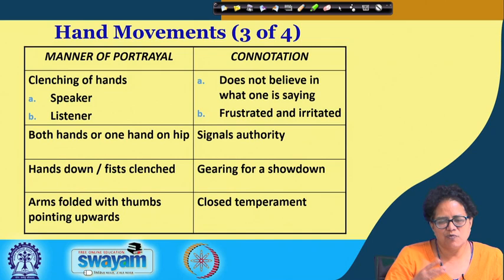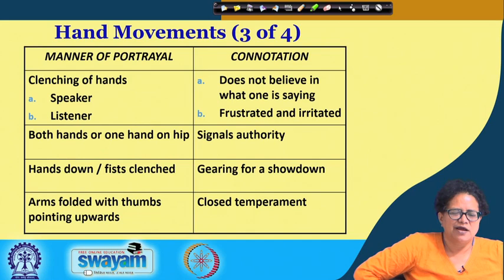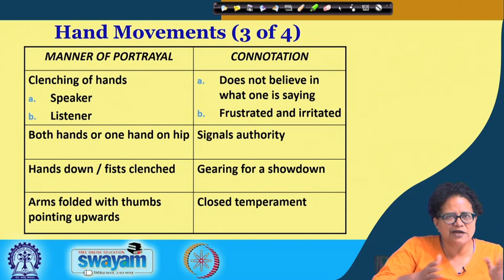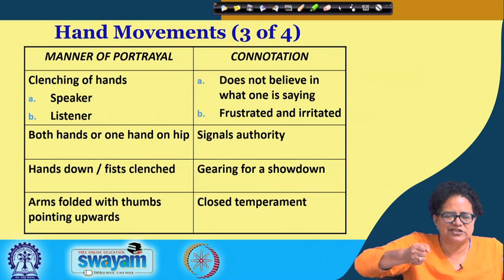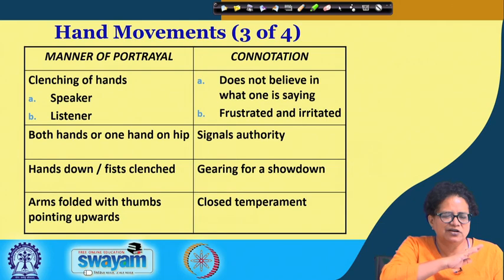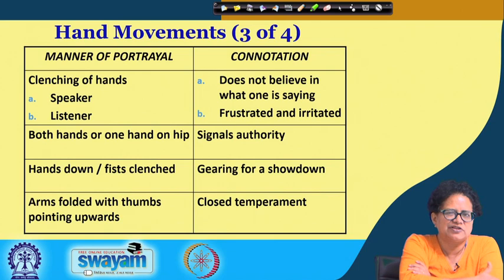If one hand is on the hip, it is a signal of authority. You see, this is the way in which the traffic policeman stands, because he is the symbol of authority at a cross section of roads. Hands down and fist clenched, it is as if you are gearing for a showdown. When will I face that person and finish him off? Arms folded, as I said, with thumbs pointed upwards, is a closed personality, closed temperament.